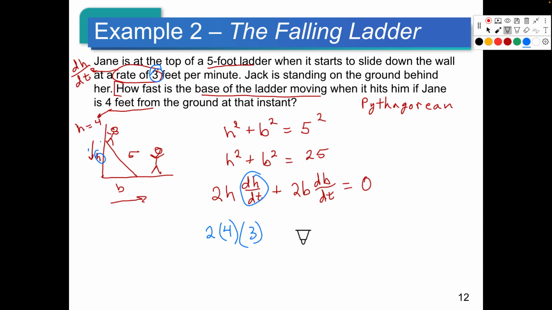And now I've got this feeling, yeah, I'm going to get stuck, aren't I? But I've done this enough that I think I can get unstuck. So far, are we good? We set it up with the Pythagorean theorem, take its derivative, plug in what we know. So we got 2 times 4 times 3, 8, 24. So this is 24 plus 2b dB dt.